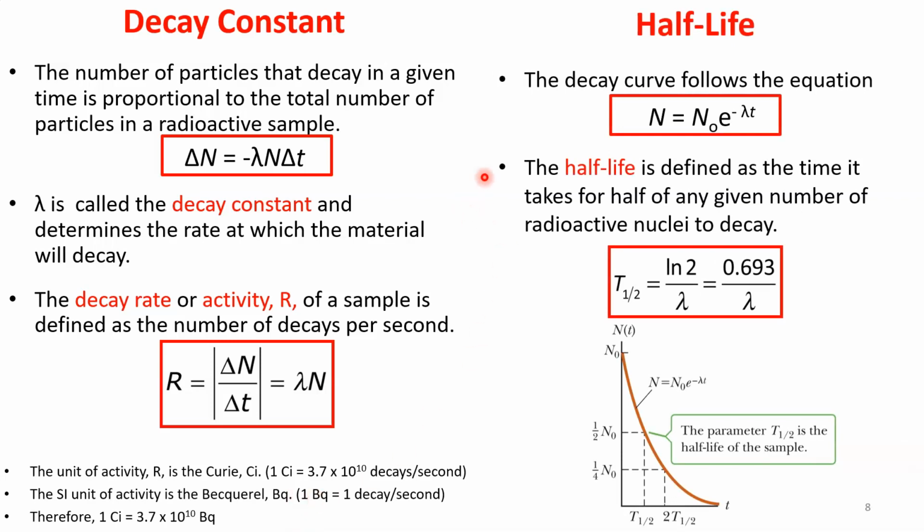Half-life. The decay curve follows the equation N equals N naught e to the power of negative lambda t, where lambda is the decay constant. The half-life is defined as the time it takes for half of any given number of radioactive nuclei to decay. It is represented by T half equals ln 2 divided by the decay constant, which equals 0.693 over the decay constant.